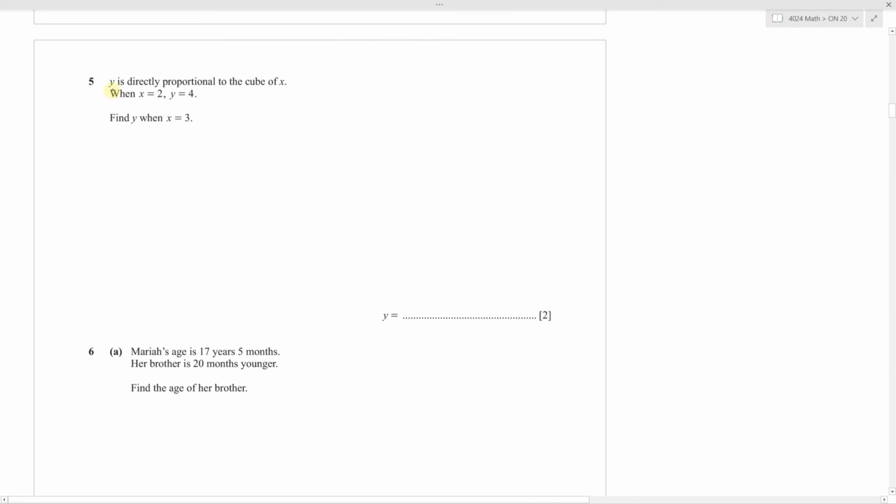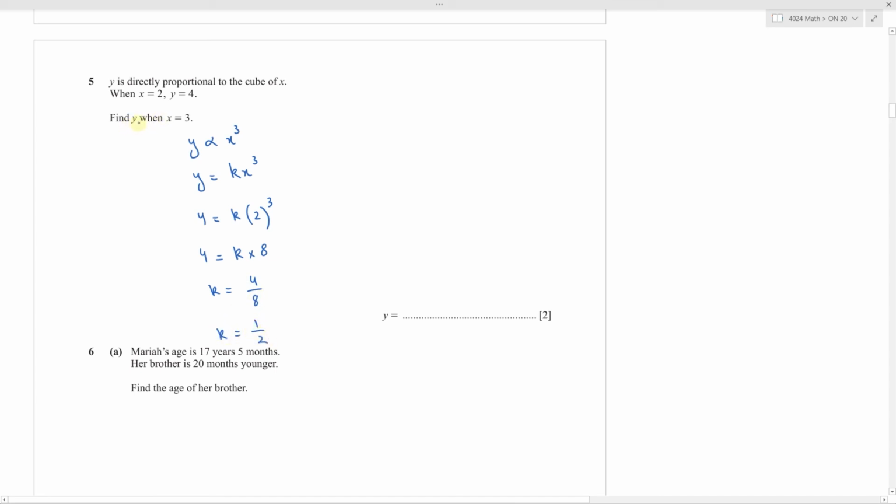Question number 5 is y is directly proportional to the cube of x. So y is directly proportional to the cube of x, or y equals this constant k times x cubed. You are given when x equals 2, y equals 4. So y is 4 when x is 2. So 4 equals k times 2 to the power 3. Now if I take the cube of 2, this will become 8. 2 to the power 3 is 8, and then k will be equal to 4 over 8, which is 1 by 2.